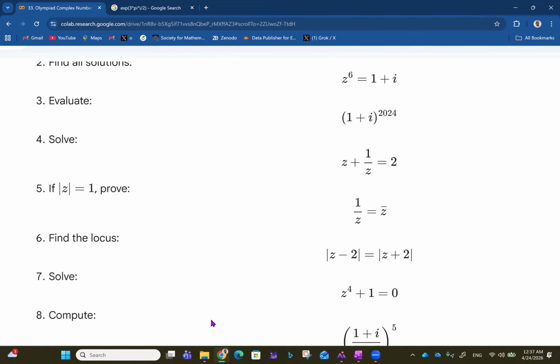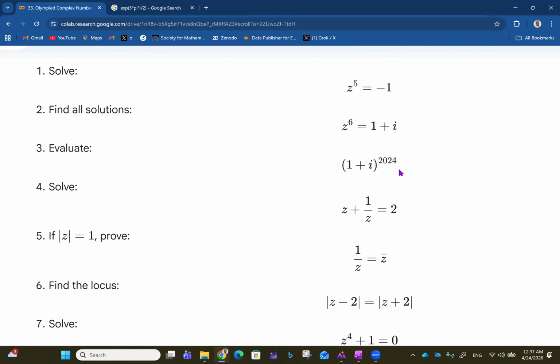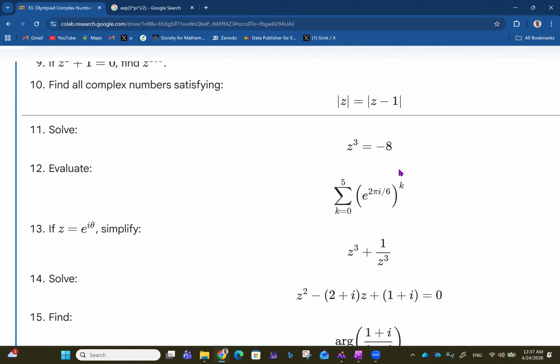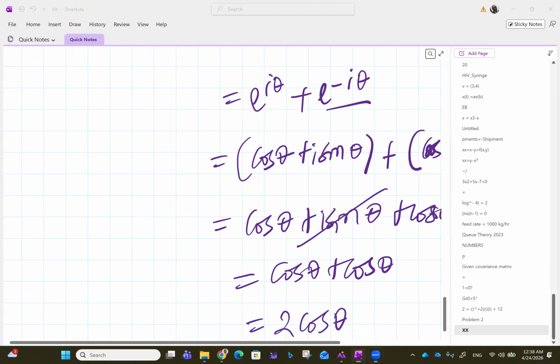Question 3 says to evaluate 1 plus i raised to the power 2024. Normally that's just impossible if you don't know polar form and the Morris method. It's possible, but in fact you'd be solving only that problem and the competition will be over. Then problem 20: you need to solve z plus z bar equals 4, where the absolute value of z is 3. That is, it's a circle with radius 3. That's basically what that means. So let's go ahead and do questions 3 and 20 as we begin to take this home.